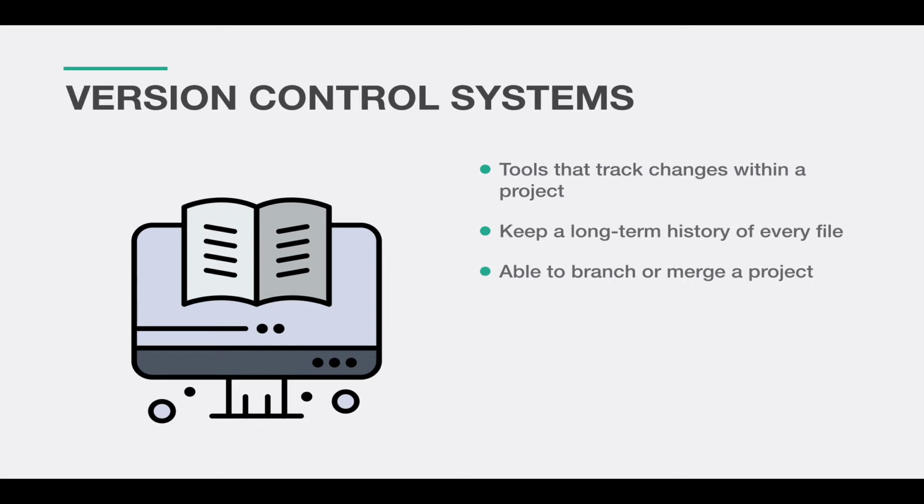They can also allow us to branch or merge projects. So say you have an idea for a project, but you're not sure that you want to commit to it, you'll make a branch. You'll make a copy of that project and then move forward. And if you like it, then you'll merge it into the main one. If you don't like it, you'll just abandon it and go back to the original. Okay? That's what version control allows.